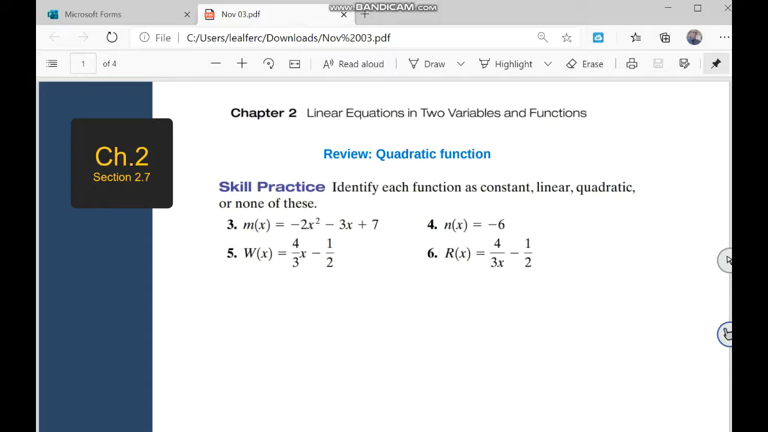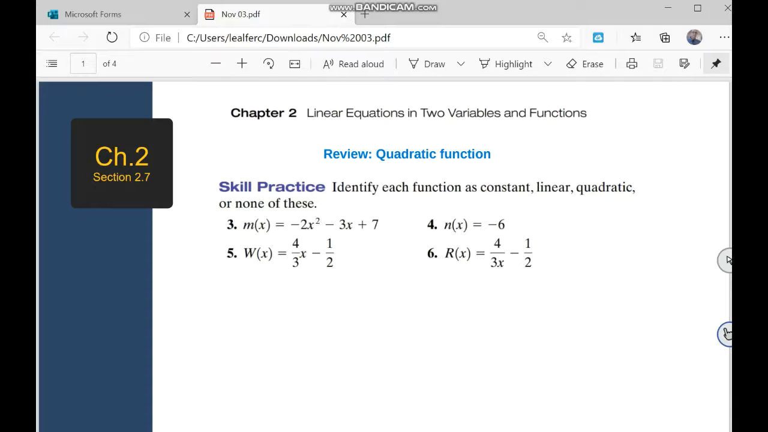End of chapter 2. We are actually finishing linear equations in two variables and functions. This is the last week. On Friday we're going to have a test. We will review the questions of the test on Thursday. And right now I will review a little bit about what we have seen yesterday. And this for sure is going to be one of the questions of the test.